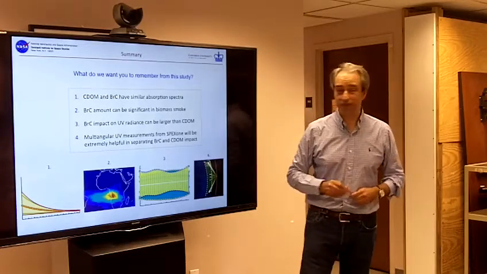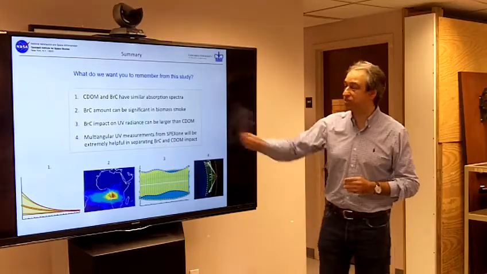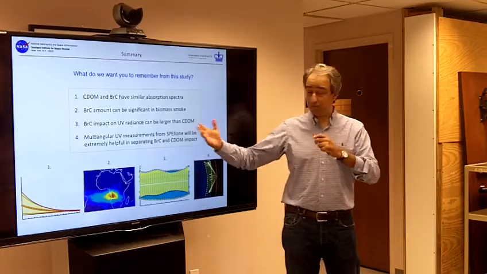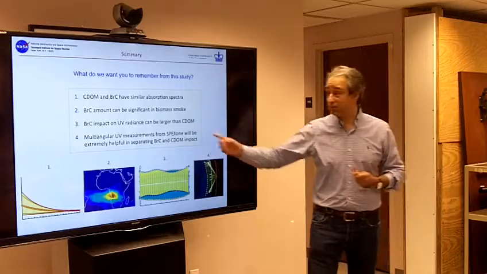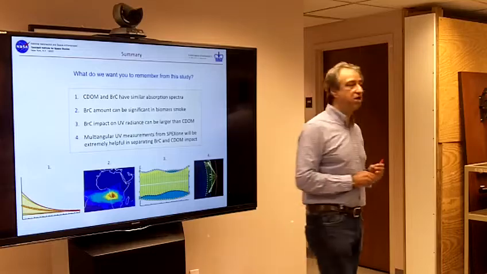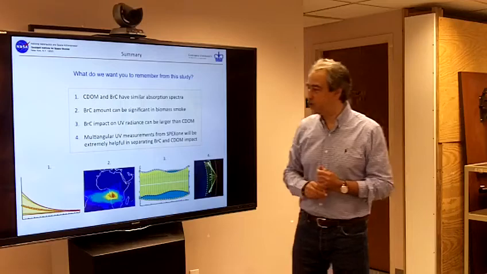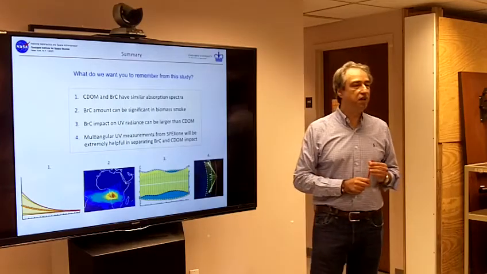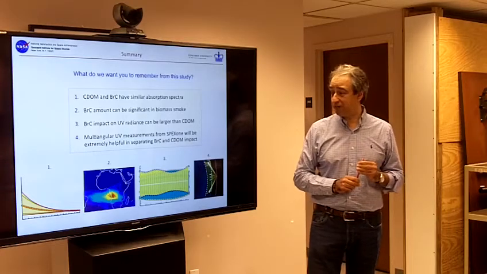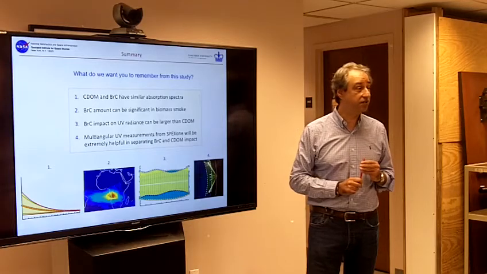The impact of brown carbon on the UV radiance can be larger than that of CDOM, again for the extreme case. If the numbers are changing, then perhaps the impact is not as large. And multi-angular UV measurements, at least in this particular study, which is only focused on one wavelength, can be very useful in distinguishing between those 2 impacts if they are similar in magnitude at the top of the atmosphere reflectance.